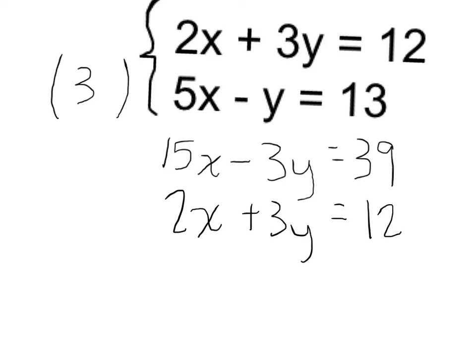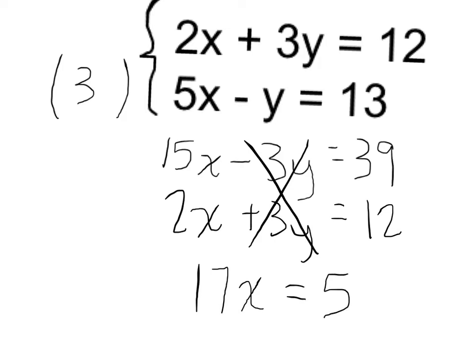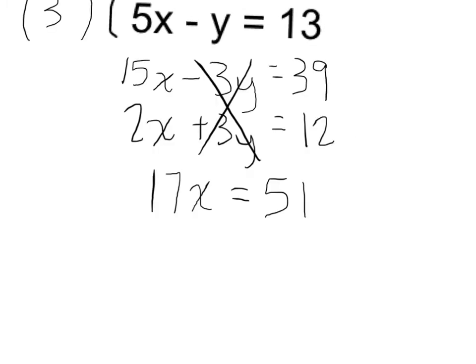Next, you would eliminate the y variable and combine 15x and 2x, which gives you 17x. Then you would combine the 39 and the 12, which gives you 51. Next, you would solve for x by dividing by 17 on both sides. This would cancel out, and then 51 divided by 17 is 3, so your value of x is 3.